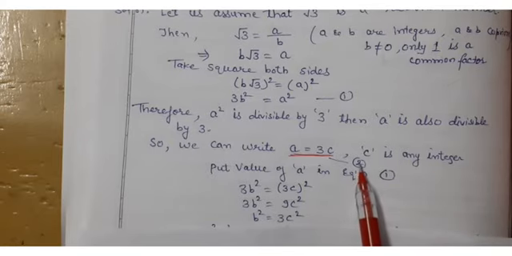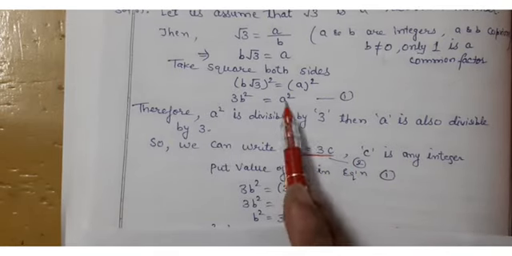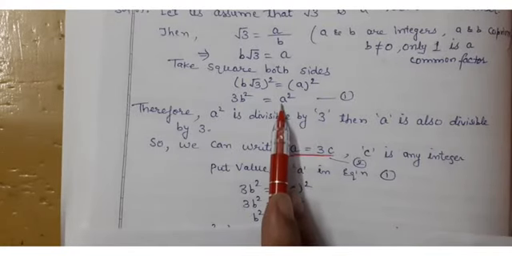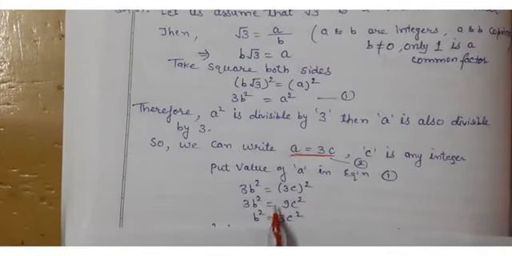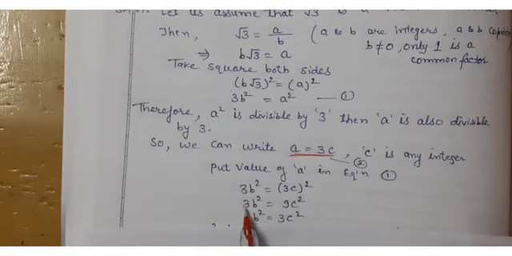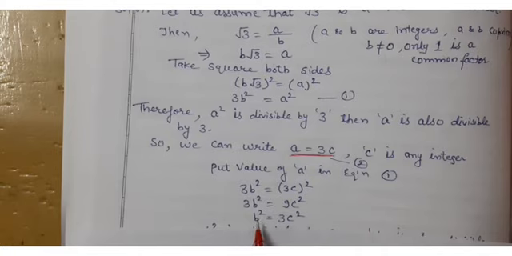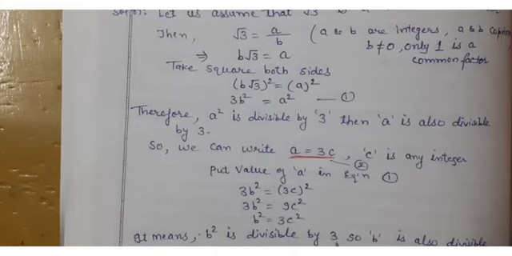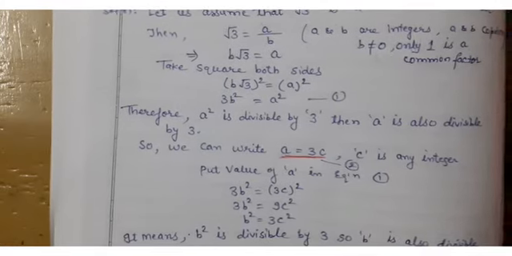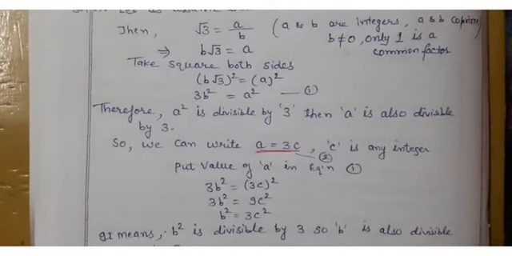Okay, then put value of a in equation number 1. I am putting 3c in place of a. This is 3c whole square, so it will become 9c square. So 3b square equal to 9c square, then b square is equal to 3c square. Again, here b square is also a multiple of 3. So we can say b square is divisible by 3, then b will also be divisible by 3. The same thing I have written here. It means b square is divisible by 3, so b is also divisible by 3. Then what happened? See here. Then what is going to happen? Come on. It means what?